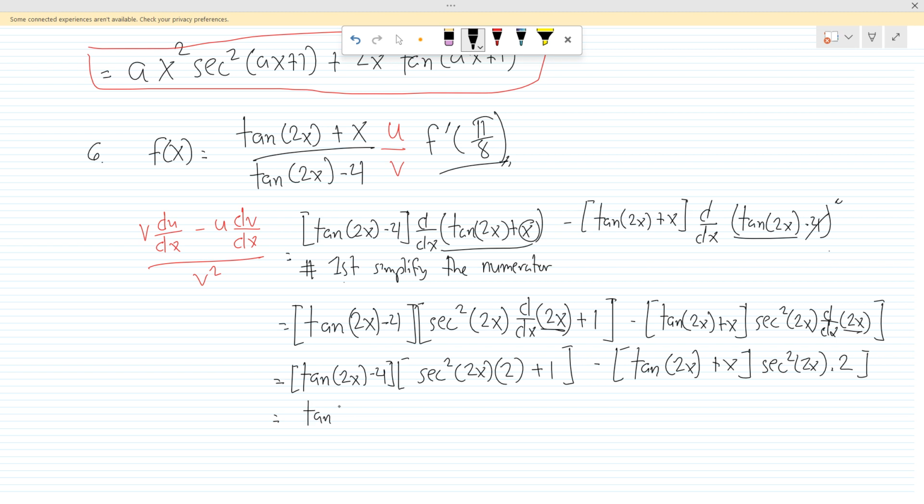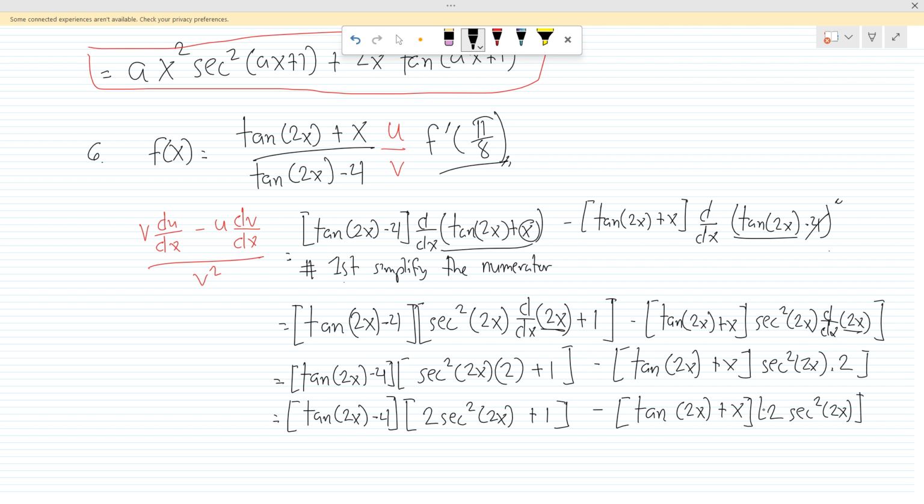Tangent of 2x minus 4. Then we have here what? 2 secant squared of 2x, then plus 1 minus, so we have tangent of 2x plus x, then 2 secant squared of 2x. Can you still follow?